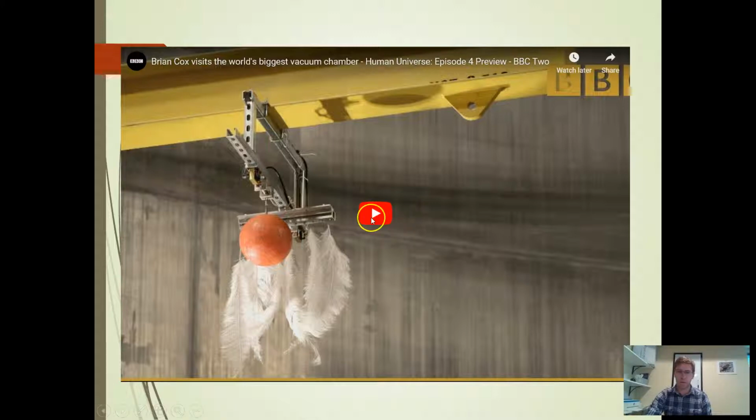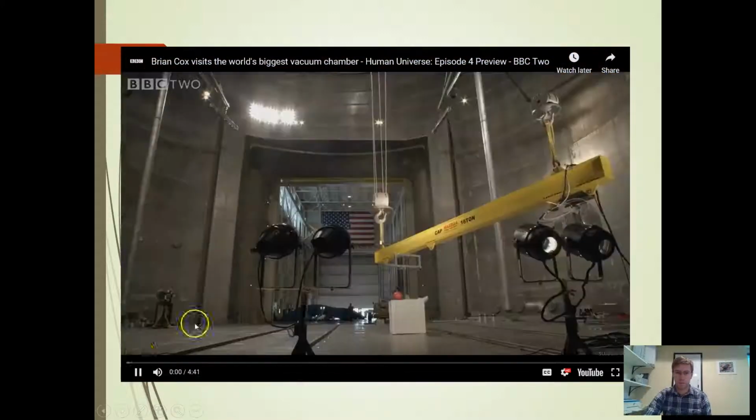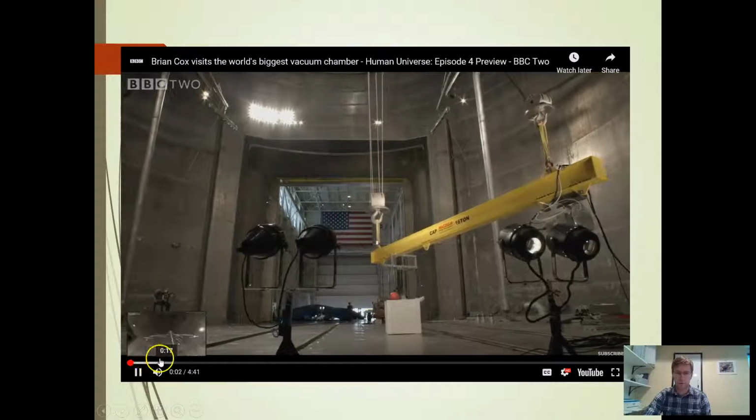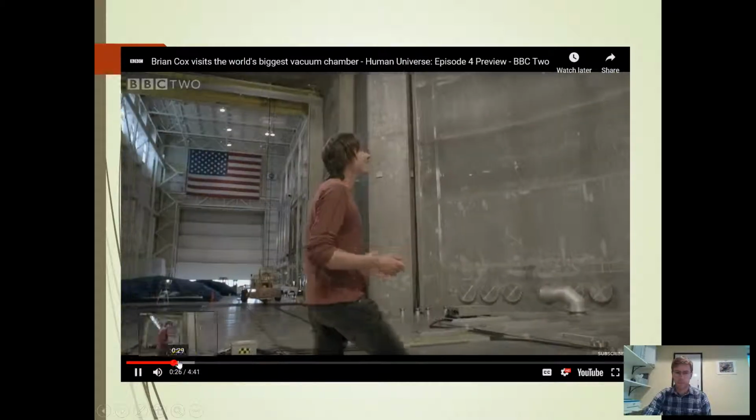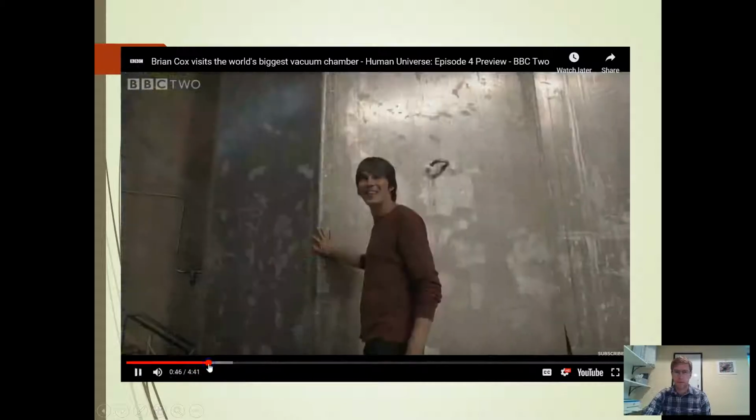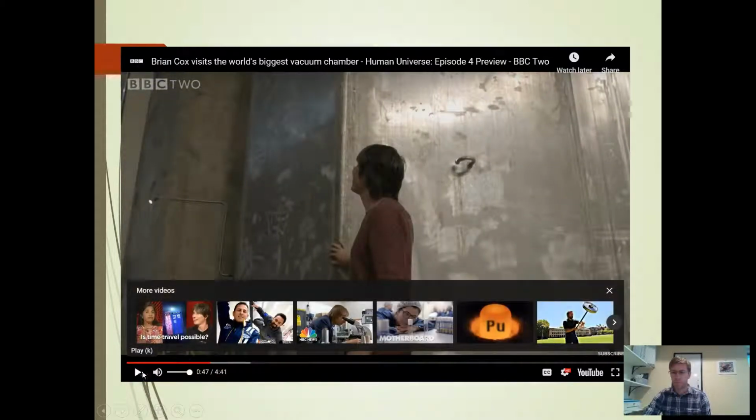So to show you that, I have a video of Brian Cox in this huge vacuum chamber. A vacuum chamber is a chamber where you can pump the air out, and they're going to drop a bowling ball and some feathers. Pretty neat stuff. Check it out. So I'm skipping a few parts for the sake of time. You can watch the whole video by following the link from our Foxtail site if you like, but I just want to show the points that we're discussing here.